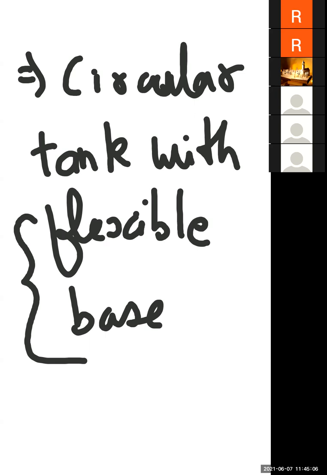Tell me, what is the meaning of flexible base here? What do you understand by this flexible base?